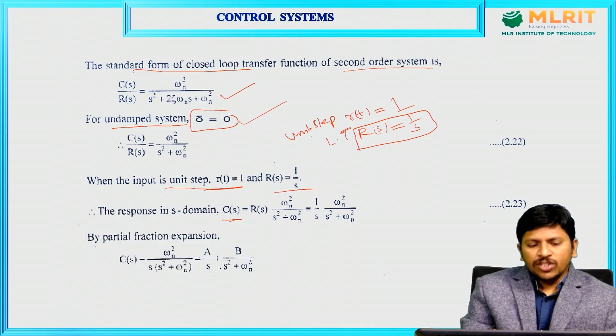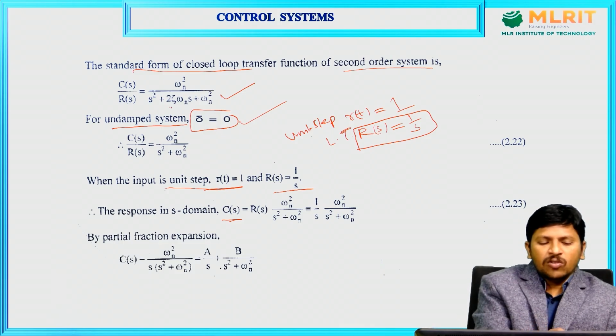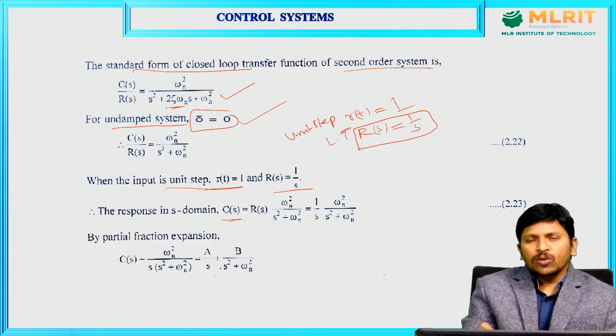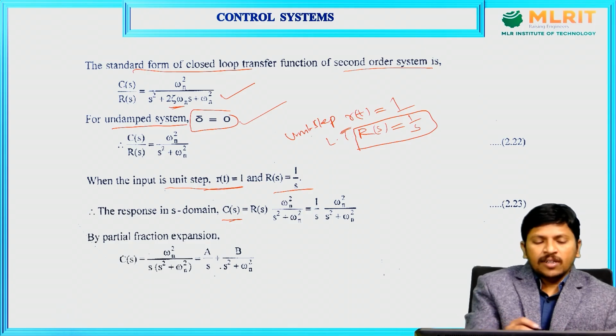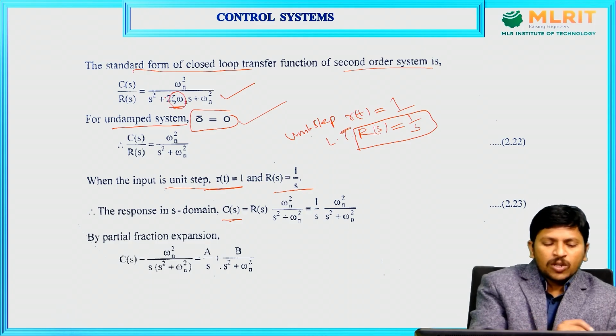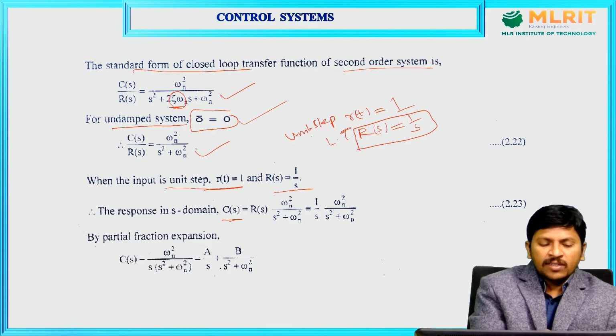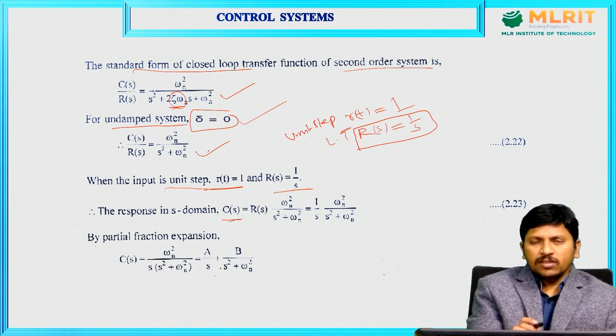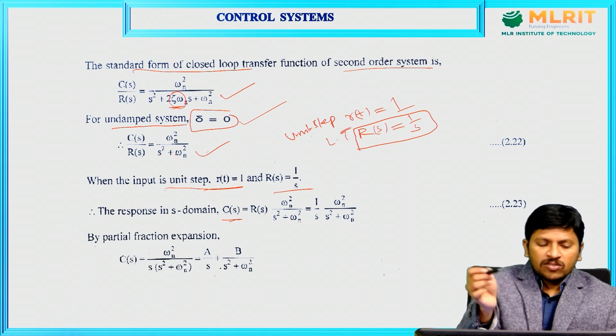Zeta equals 0 means we substitute zeta equals 0 in this closed loop transfer function of the second order system. This term is completely going to be 0. So we get the equation C(s) divided by R(s) equals omega n square divided by s square plus omega n square. When we substitute zeta equals 0, you get this transfer function: omega n square by s square plus omega n square.